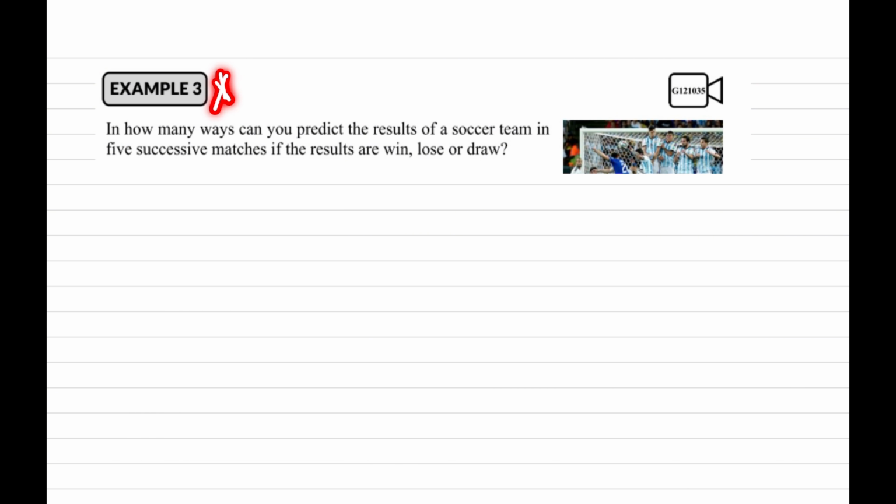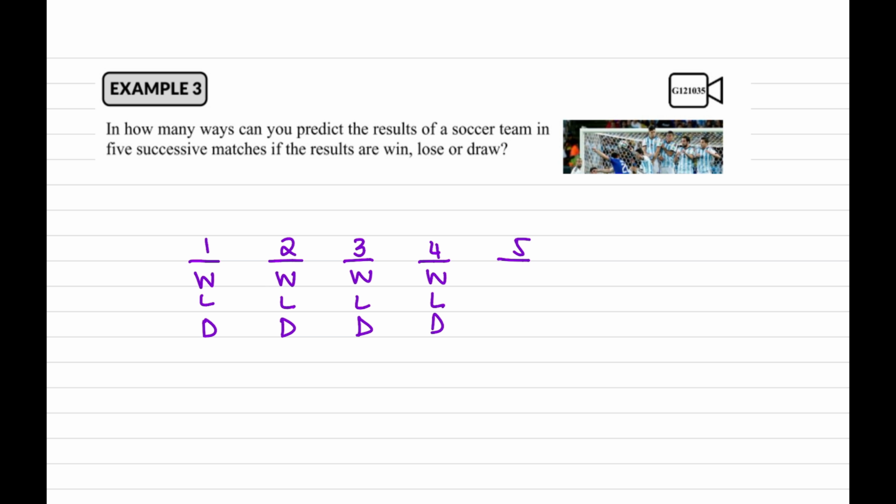This is example 3 in our textbook. It says, in how many ways can you predict the results of a soccer team in 5 successive matches if the results are win, lose, or a draw? Let me help you a little bit here. Here we have 5 different matches. In match 1, you can either win, lose, or draw. And in match 2, 3, 4, and 5, you have the same amount of options. So you can either win, lose, or draw.